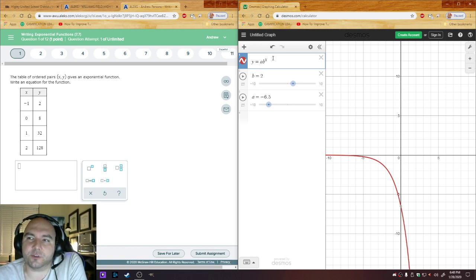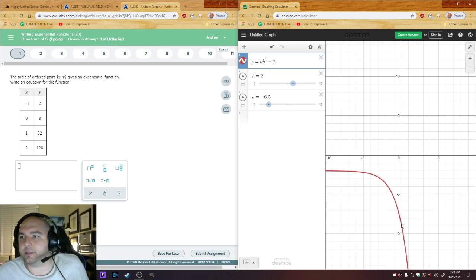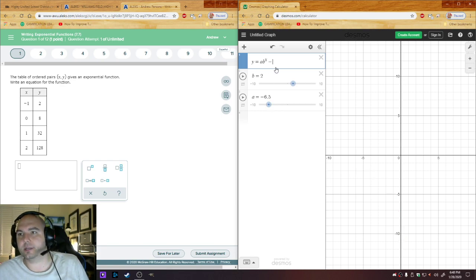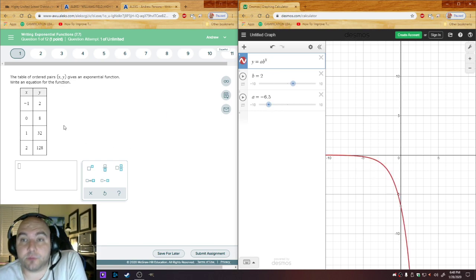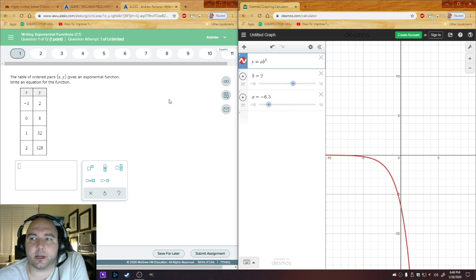Like, that can change if I subtract 2 at the end, well, now it's -8.5. Like, it's 2 less than whatever a is. So things can get tricky, right? But for these, they're not asking us to do that. They're just asking you for a generic a times b to the x style function.